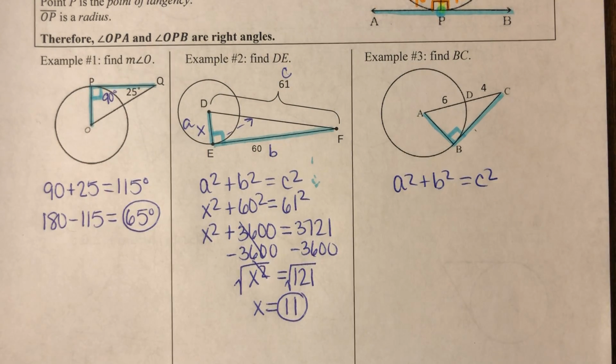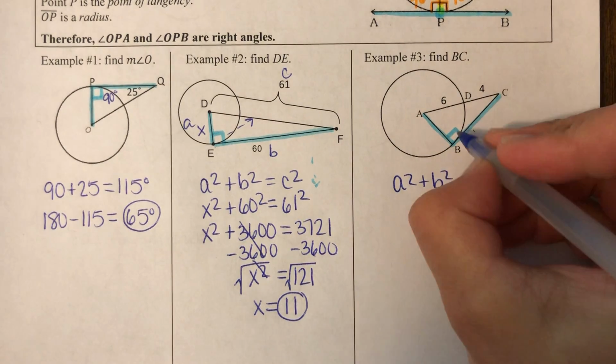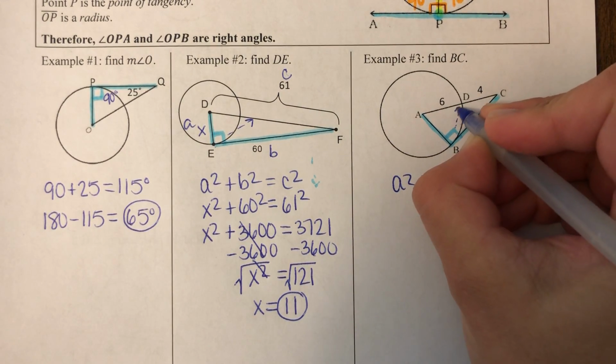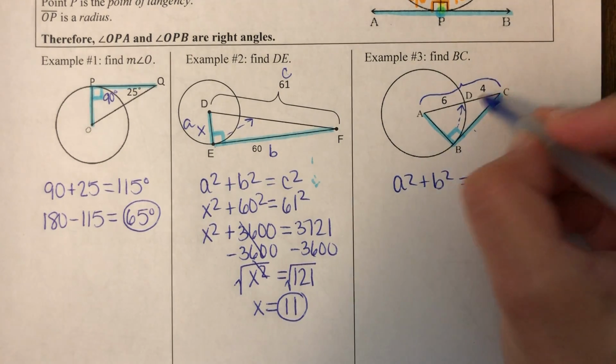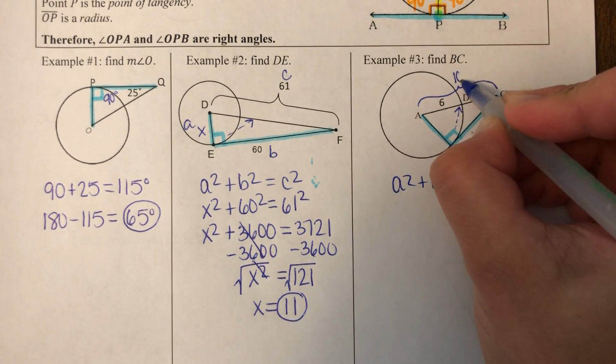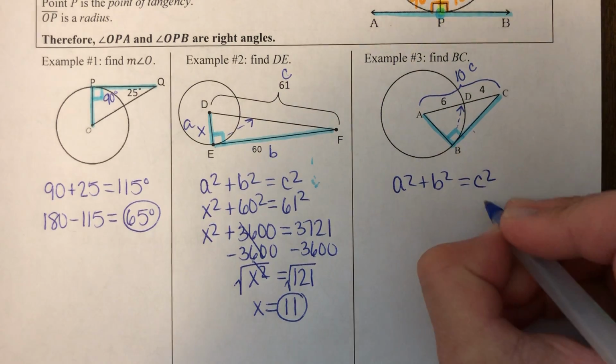All right, let's look for the hypotenuse. It's the most important. So if I read across from that right angle, that's this entire side. And 6 plus 4 is 10. So that's my C.